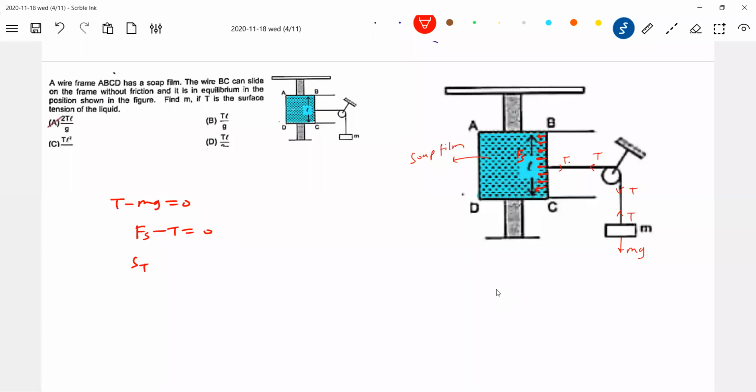Okay, we'll make it like this. Okay, so the force should be equal to surface tension into length. Why 2? Anybody? Two surfaces. One is what you see in front and the other one is at the back.